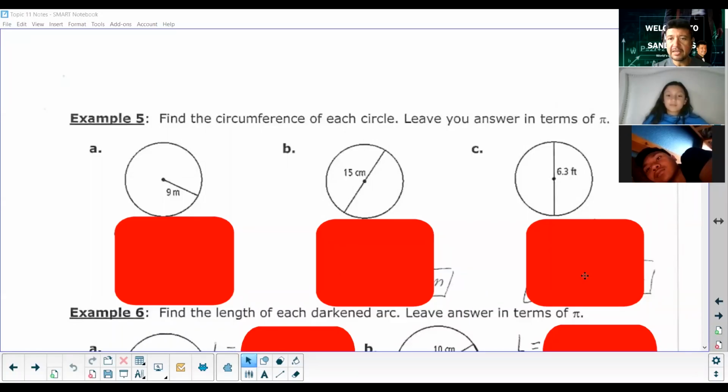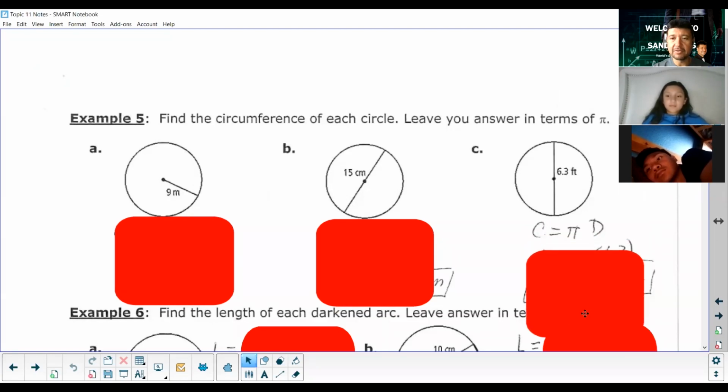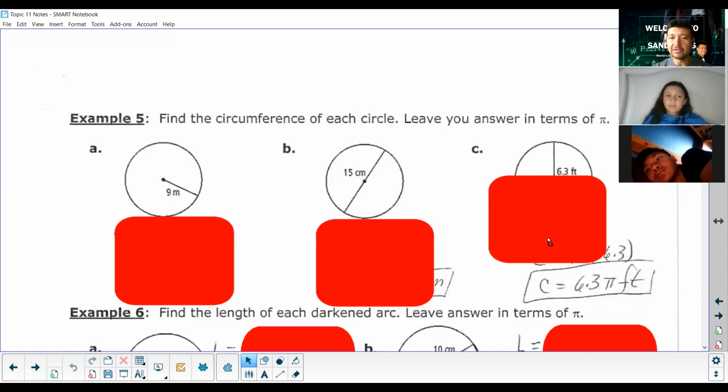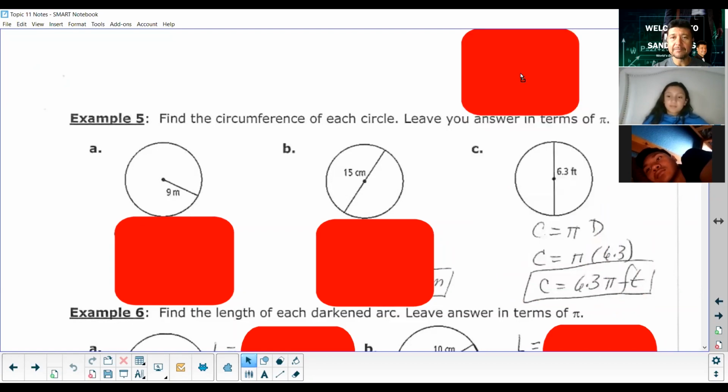We're going to go ahead and just use the equation pi times diameter. And then from there, we'll go ahead and get this circumference, which is 6.3 times pi. So we'll get this as a result of 6.3 pi.